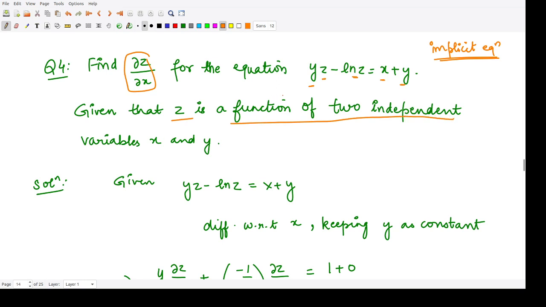So in such questions you firstly have to identify what is my dependent variable and what is the independent variable, because you do not as such know what these are. So either it is given, for example in this question it is given that z is the function of two independent variables x and y. So from here it is clear that z is dependent and x and y are independent variables. However, if it is not given to you in the question, then if you are asked to calculate the partial derivative of z with respect to x, that means here your z is the dependent variable and your x is the independent variable.